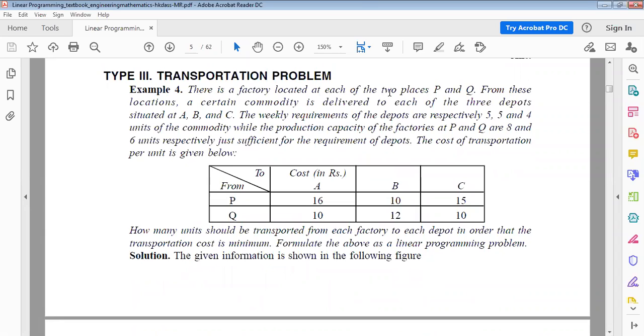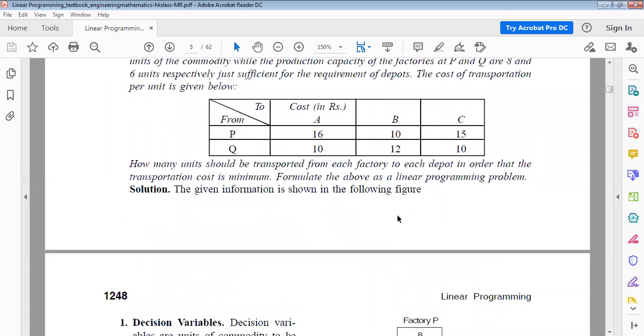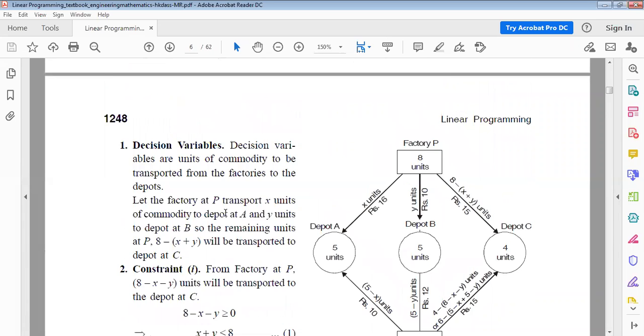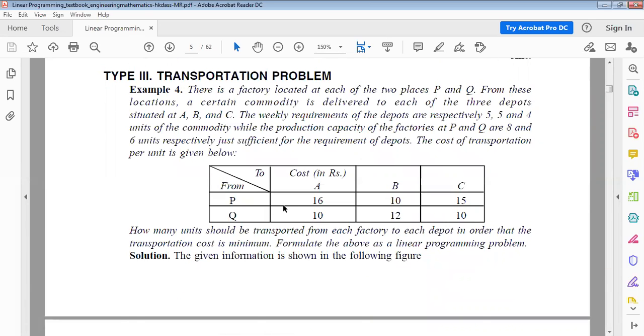From these locations a certain commodity is delivered to each of the 3 depots situated at A, B and C. This is A depot, this is B depot and this is the C depot. We have to deliver the product from the factory. The weekly requirements of the depots are respectively 5, 5 and 4 units of the commodity. Remember it. We have plotted the diagram.